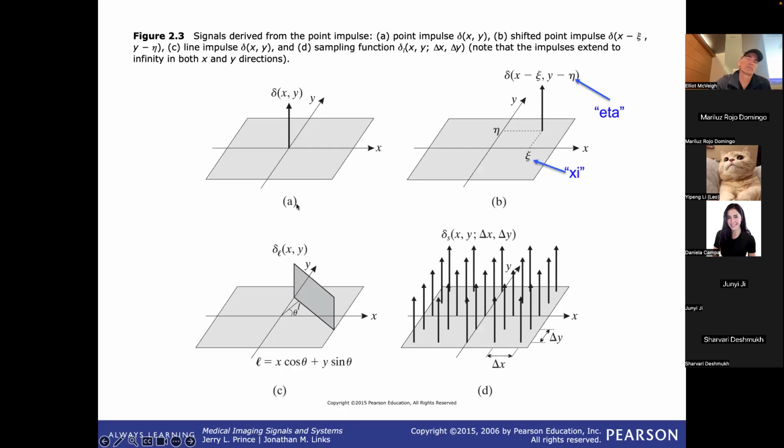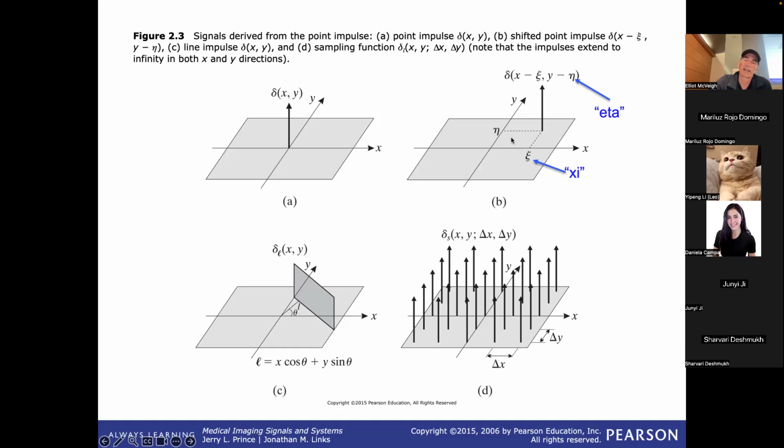So oftentimes the delta function is graphically represented by something like this. You have the whole 2D plane. This is two-dimensional; you can do it in 3D, you can do it in 1D. But this is a 2D plane, and you have this spike at the origin. That's delta(x, y).